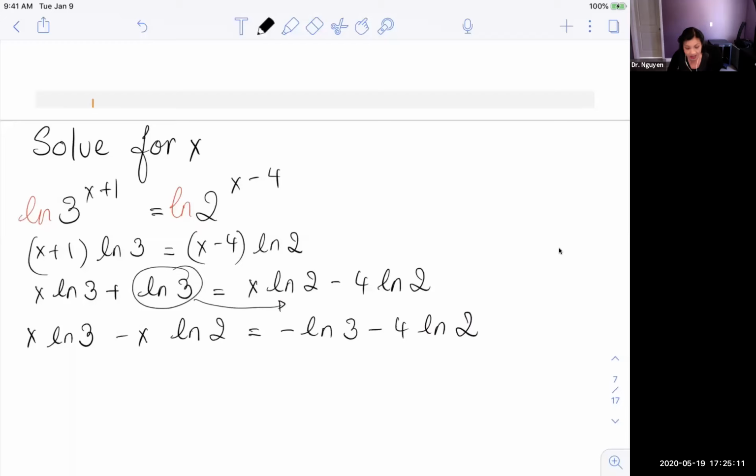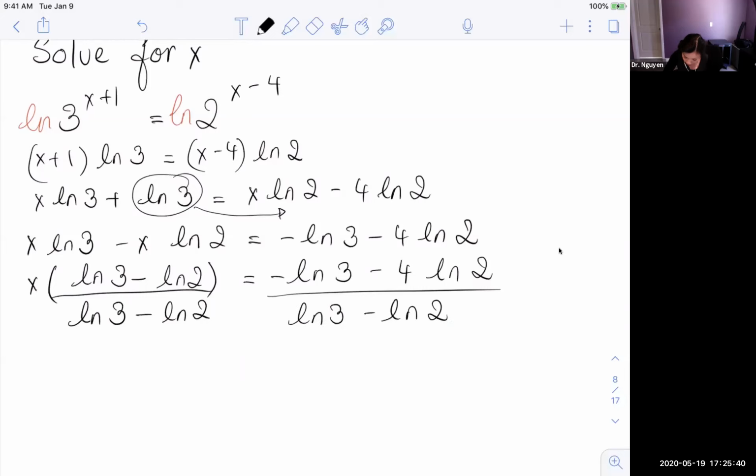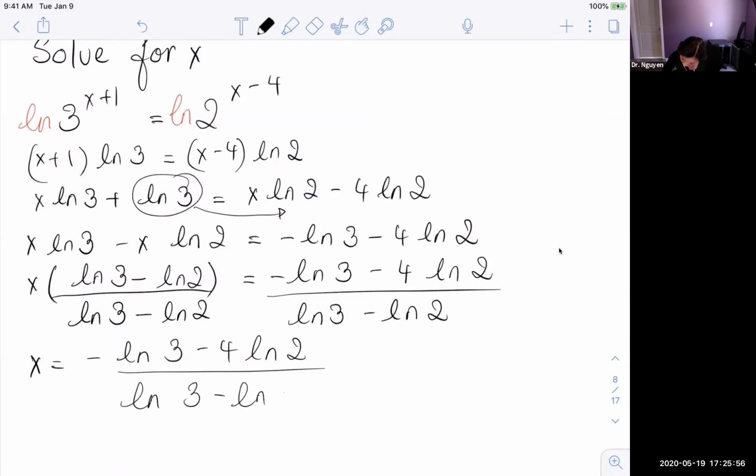Okay, now we have x and x on one side. So how do I get x by itself? You're going to have to factor, so ln 3 minus ln 2. Over here, we keep it that way. Okay, and then to isolate x, we divide. And that's your final answer, if you want your answer in the exact form. If not, you can use a calculator for it. And there we have it.